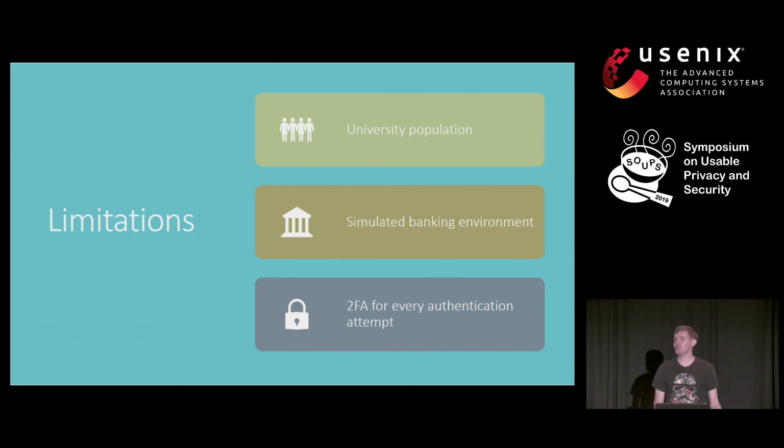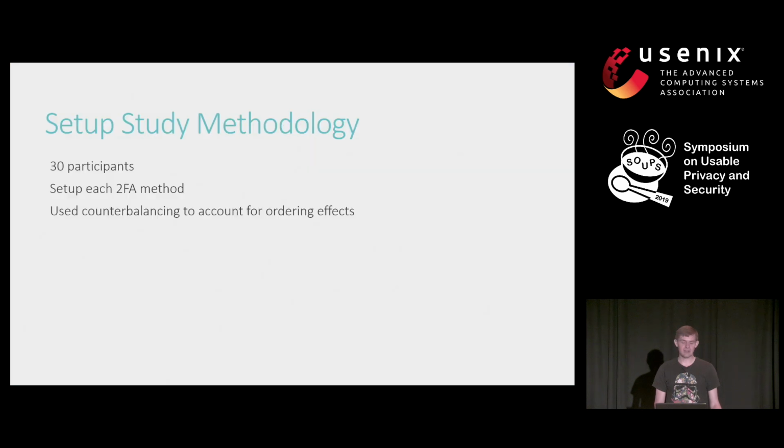We had really encouraging results for our day-to-day study, and we wanted to then see, are there major setup hurdles that might prevent someone from using the fairly good day-to-day usability of these methods. For our setup study, we recruited 30 participants, and we used counterbalancing to account for ordering effects as each participant went through each of the 5 methods. We used Google as kind of a case study. We didn't want to study one provider in particular, but Google has been known to have relatively good security and usability, so we wanted to study them as an example of whether setup can be implemented well.